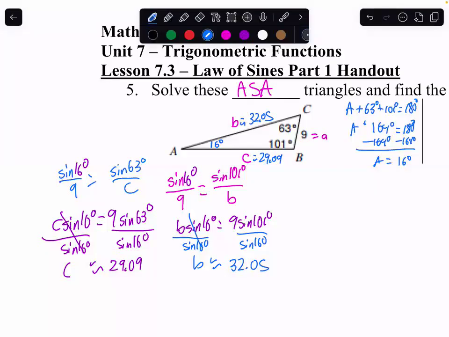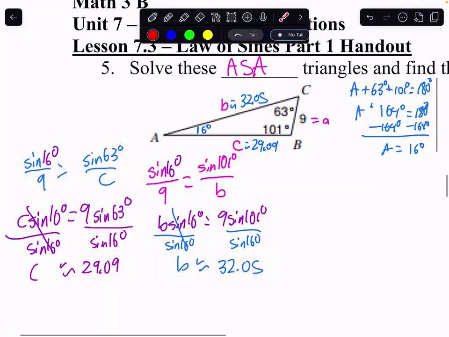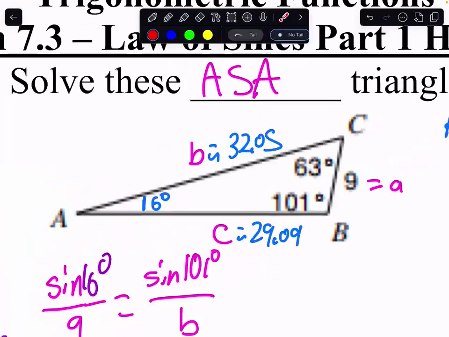All right, so for this one, I went ahead and found the other side lengths. Remember, we always want to check though. So 16 plus 63 is 79, plus 101 is 180. That's good. If you add up the two shorter sides, you get 38.09, which is greater than 32.05. That's good. The longest side is opposite the largest angle, the shortest side is opposite the smallest angle. Okay, so all of those are good.